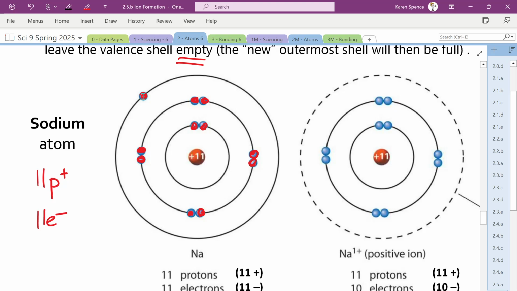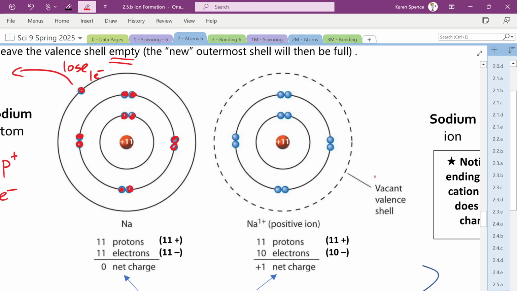Would it be easier to lose 1 or gain 7? Easier to lose 1 electron. So now we have this empty valence shell.